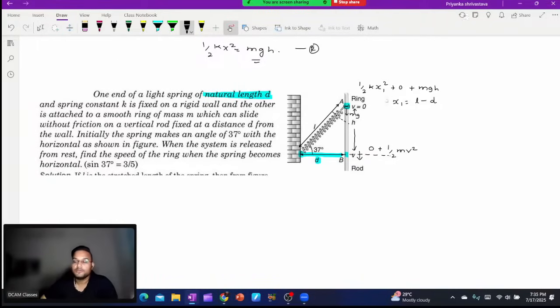Why are we doing conservation of energy? Because only mg is there. Mg is a conservative force. That's why, for the rest, no friction is there, because they have given that friction is not there. So we can safely apply the law of conservation of energy here.